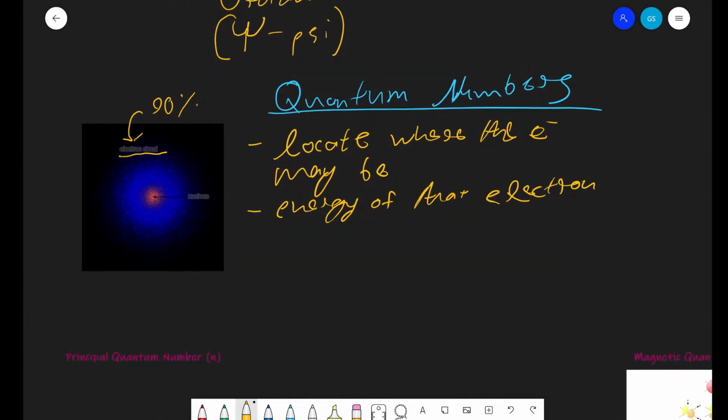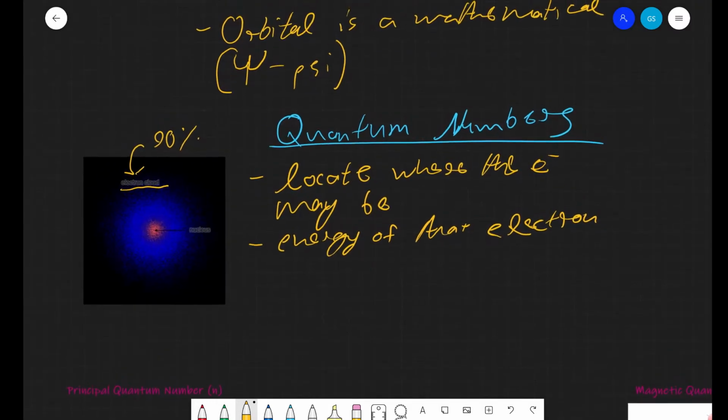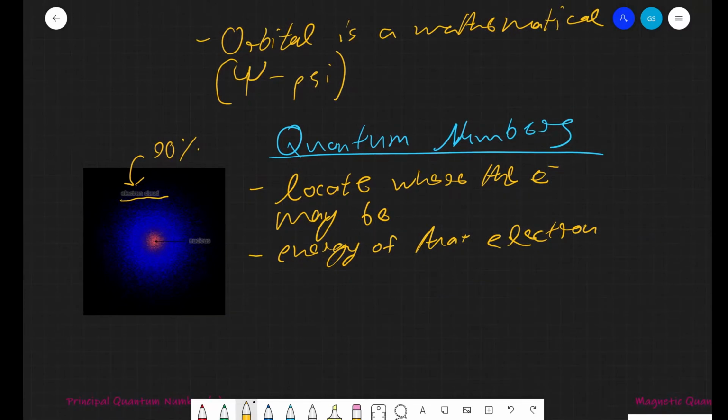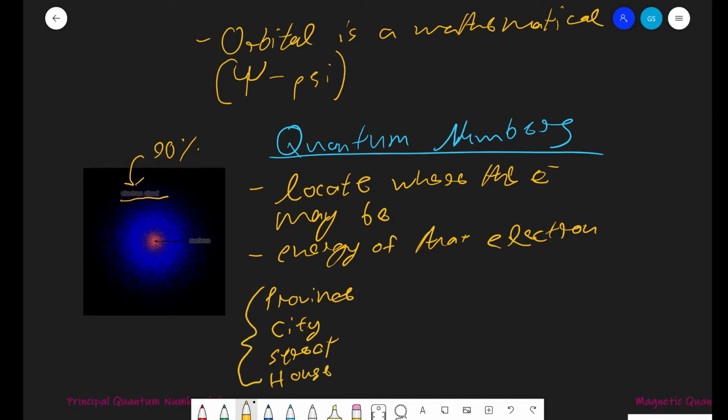So basically there are four, and actually before I get into that, the way to think about quantum numbers is sort of like a mailing address. So you could have the province down, the city, the street, and the house, right? So there are four quantum numbers, and each of them you can sort of think as the province, the city, the street, and the house to basically locate the electron.